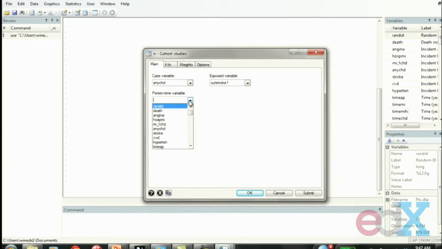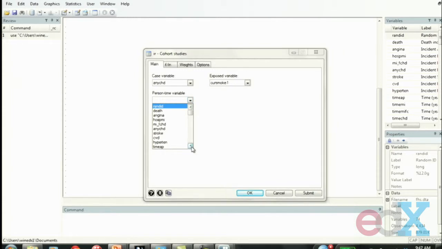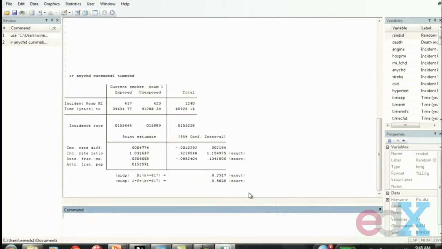Then for the person time variable, because we're interested in looking at any CHD, we want the variable called time CHD. This is the amount of time that someone was followed from the start of the study until the development of CHD, death, loss to follow-up, or the end of the study, whichever occurred first. And then just hit OK. And we'll get this table popping up.